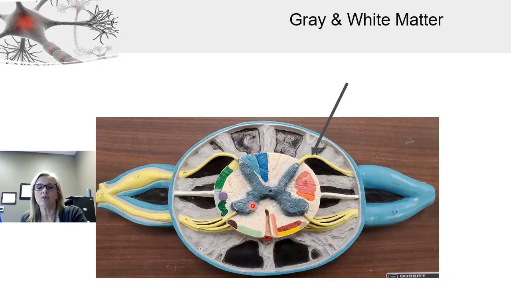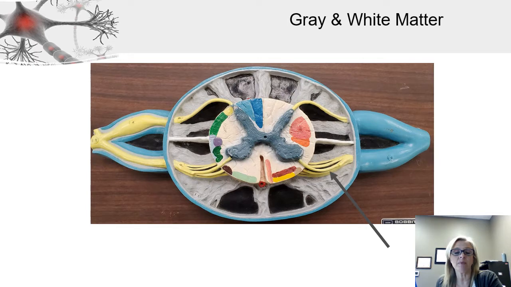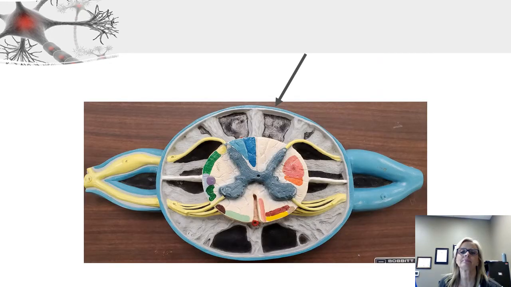All right, so this one over here is shaped like a ram's horn, so its name is dorsal ramus. It is on the dorsal side, and it is the ramus. Think dorsal like dorsal fin on a shark. Okay, so what's the name of this one here? This is also kind of shaped like a ram's horn, not as much as the one up top. Ventral ramus.